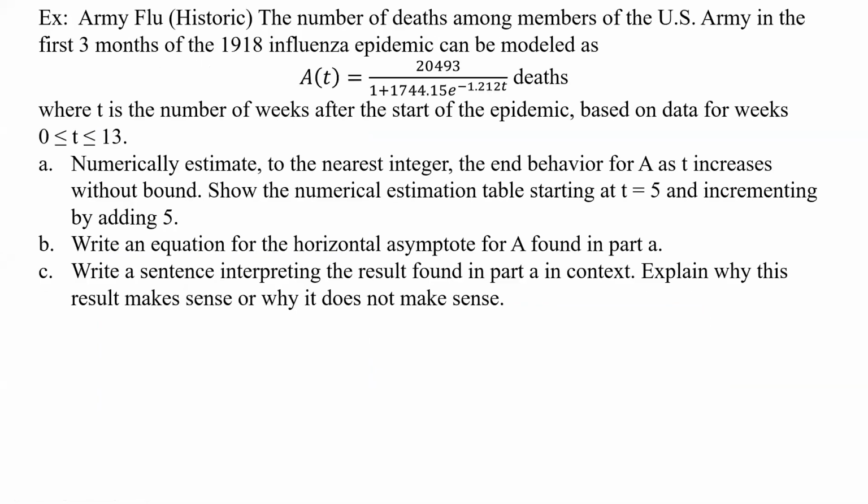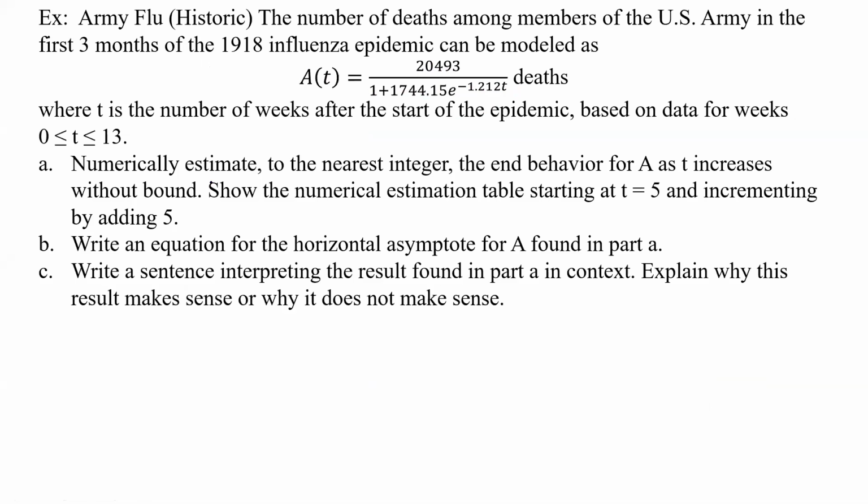Okay, so this first one after we came back is kind of going back to the influenza of 1918. We've been given this function where A of t is the number of deaths, and we have 20,493 divided by 1 plus 1744.15 e to the negative 1.212 t.